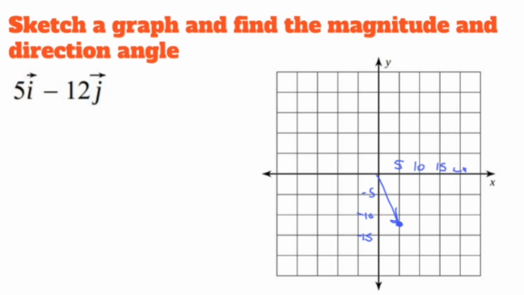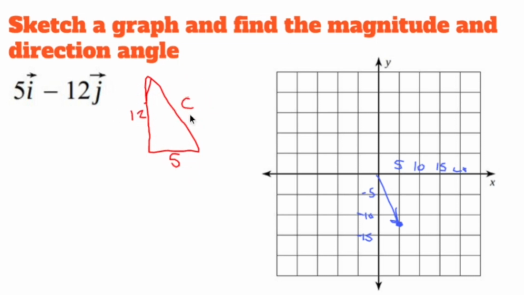Now, what does all this mean? Well, first off, went right 5, went down 12, gives me a picture where I can imagine a triangle that goes right 5 down 12. I have to find the magnitude, so let's do that first.